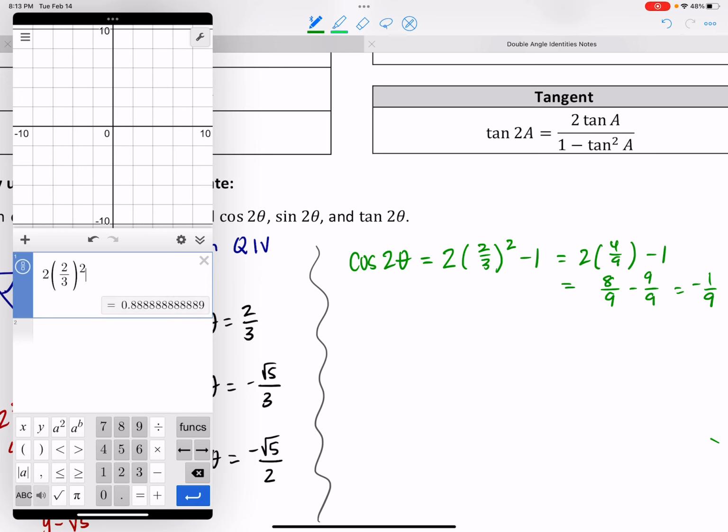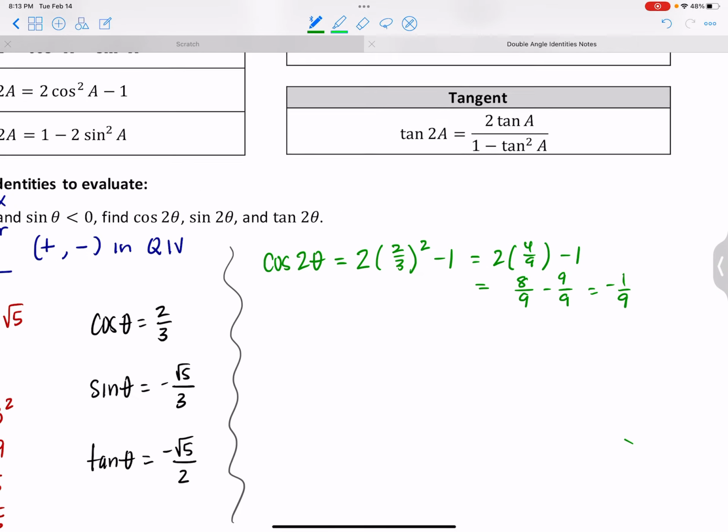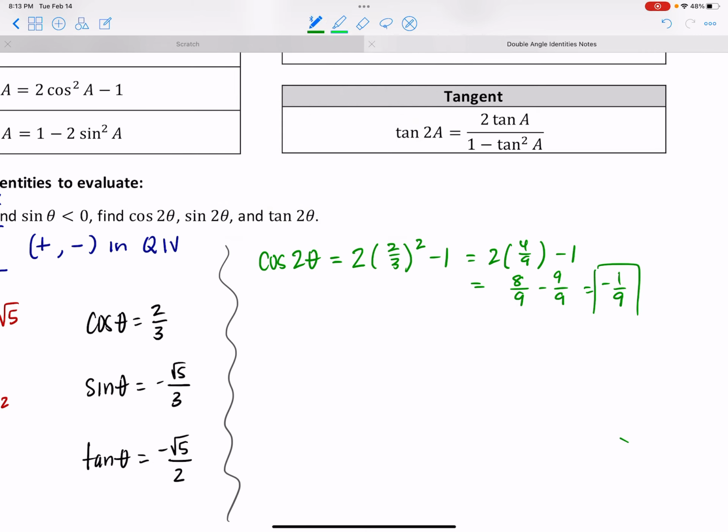Square that, subtract 1, make it a fraction. Good, -1/9. Yay. My brain's still working, sitting here in the dark. Okay, so I got the value for the cosine of twice my angle. That's going to be the first part of our answer, so I did this one. And now let me change colors.